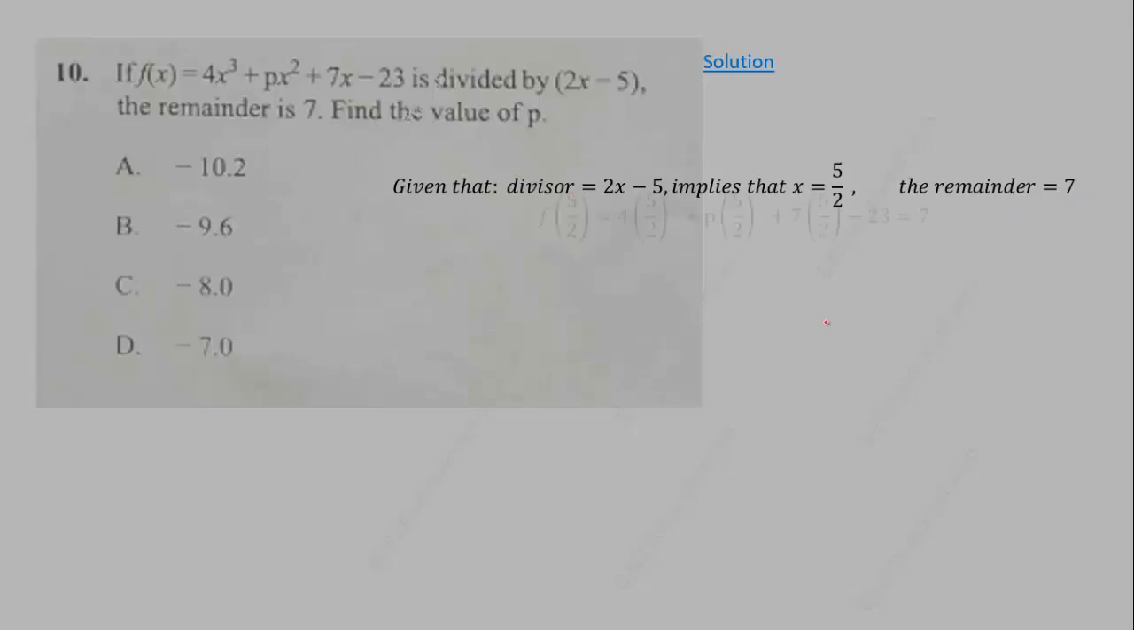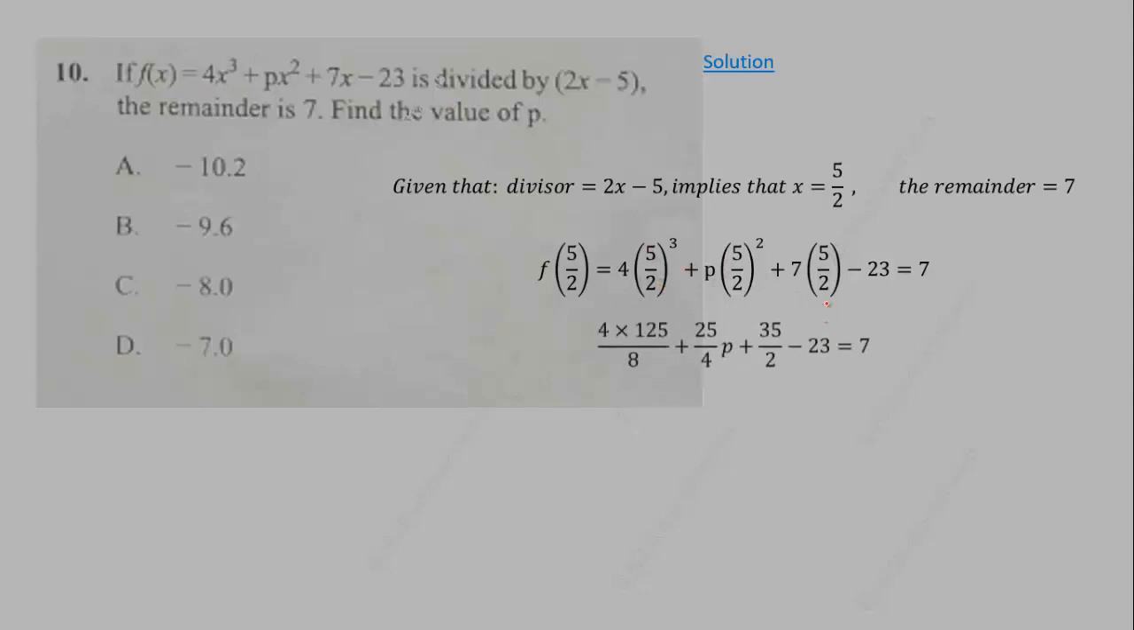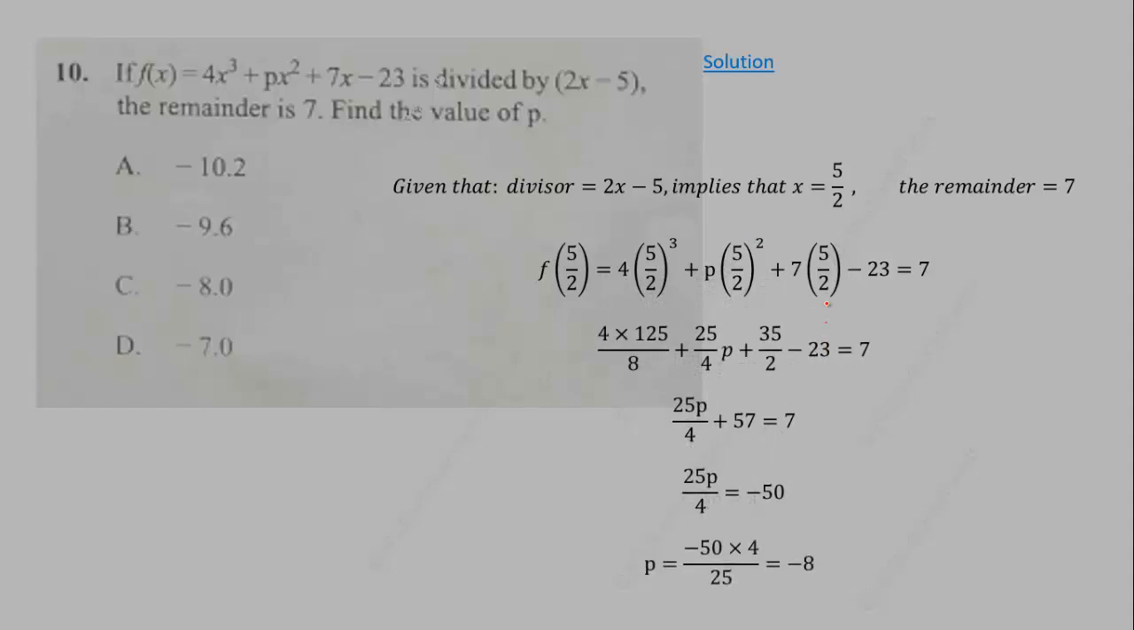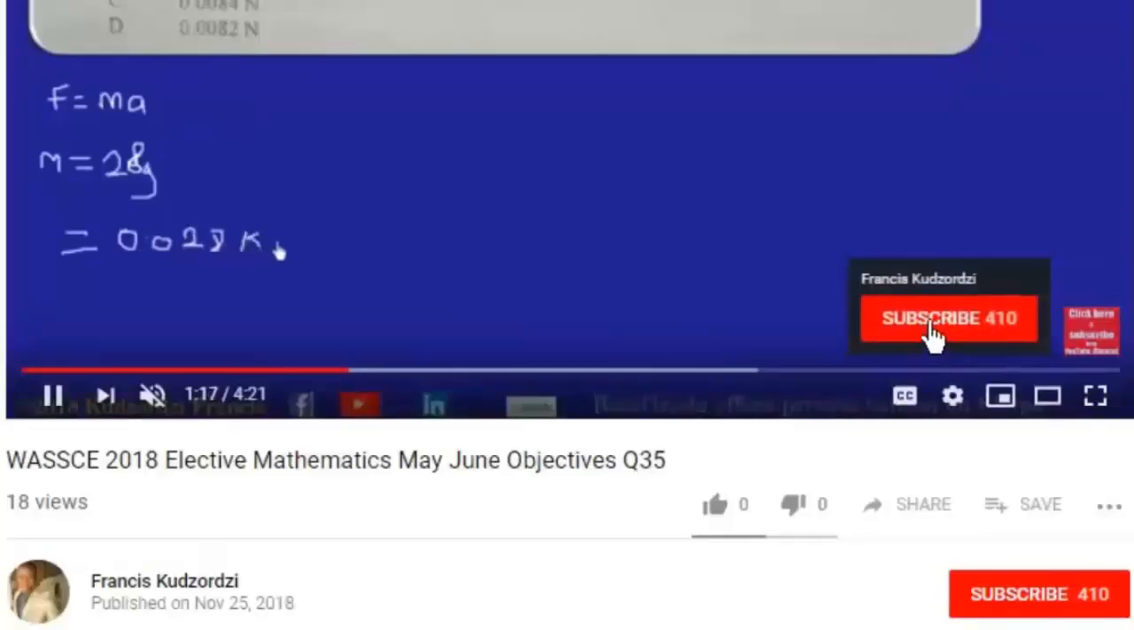So we use the remainder theorem. F of 5 over 2 should give us the remainder. That's what we have done here. So wherever we see x in f of x, we substitute with 5 over 2. So we just have to simplify this, and when we solve for p, we had negative 8.